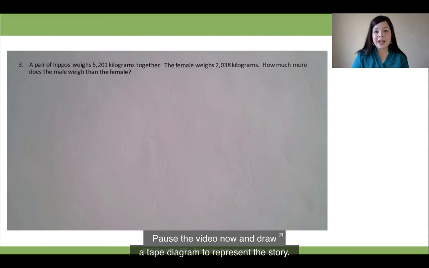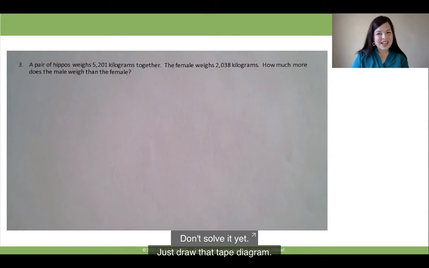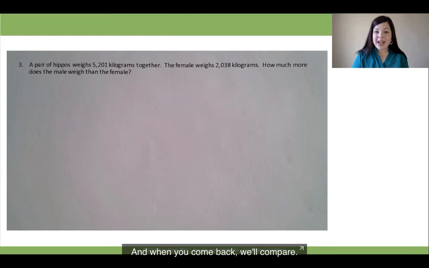Pause the video now and draw a tape diagram to represent the story. Be sure to include labels and use a variable to represent the unknown. Don't solve it yet, just draw that tape diagram, and when you come back, we'll compare.